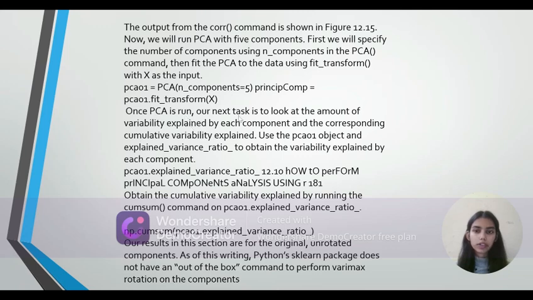Once PCA is done, our next task is to look at the amount of variability explained by each component and the corresponding cumulative variability explained. Use this code, the object's explained_variance_ratio_, to obtain the variability explained by each component, and this is how to execute.